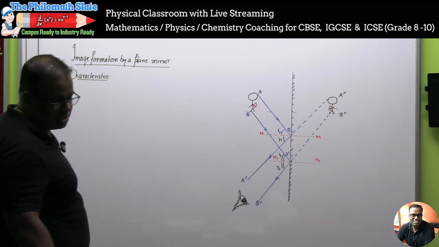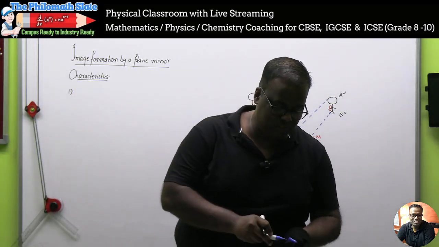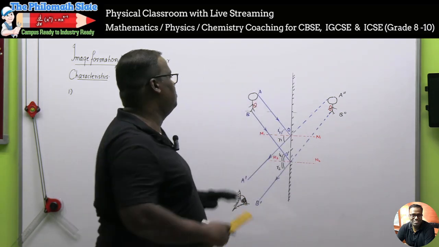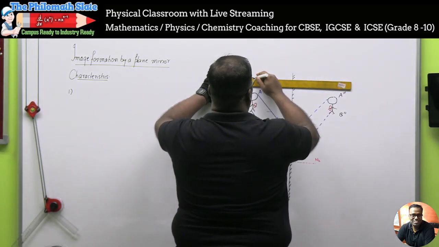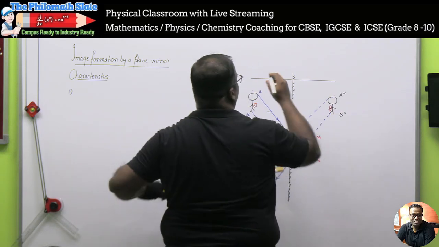The first characteristic, look children, now pay attention, this is more important. The diagram you can always see in the book, nobody is going to ask you to make this diagram. The characteristics are very important. The first characteristic is something like this. आप लिखने में ध्यान देना, okay?